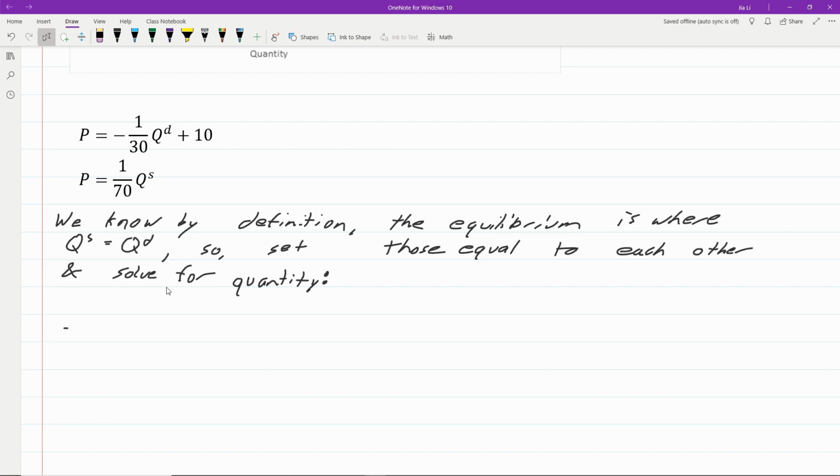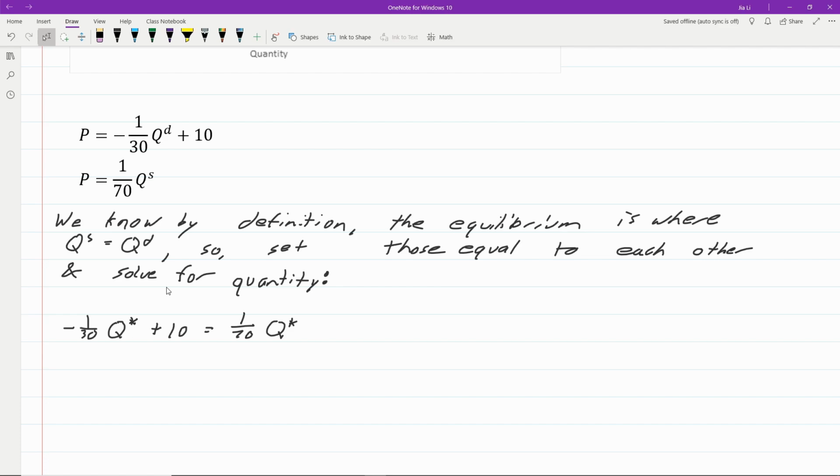So now we have minus 1 over 30 Q. Here I'll be denoting the equilibrium quantity as Q star. The star denotes that this is the equilibrium quantity, right? Plus 10 is equal to, here I'll just set that to the supply function, which is 1 over 70 Q star. Since the demand function and the supply function are both written in the form of P is equal to some stuff, that means I can set them equal to each other here, right?